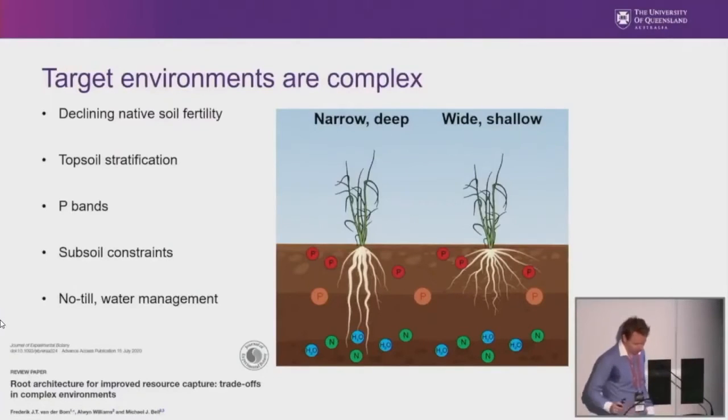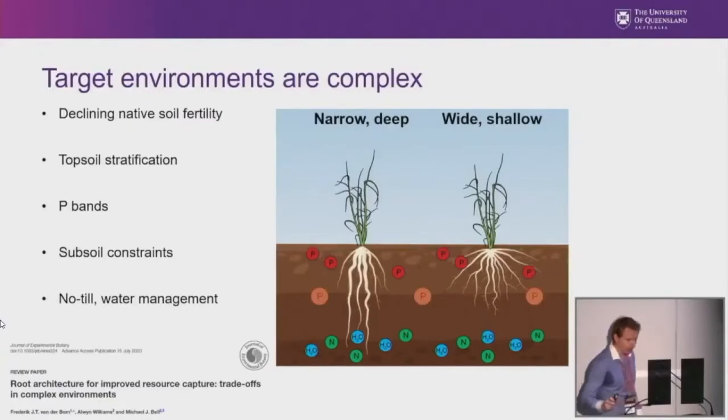In the systems I work with, we have declining soil fertility, so the subsoils are starting to get depleted. Farmers are forced to apply phosphorus nowadays. It's typically banded, which is related to moisture dynamics. Topsoils are getting more stratified. We have no-till systems, which have been going on for 20-25 years. So what you basically get is a continuous depletion of the subsoil and an enrichment of the topsoil.